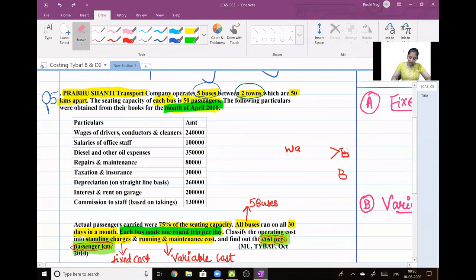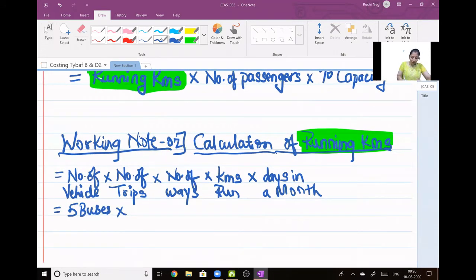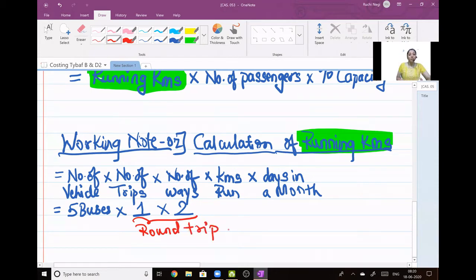What am I going to write now in the formula? Let us come to the formula. Number of trips: it is one round trip, into number of ways. I just showed you the calculation, two ways. And why is this calculation? Because of the round trip. If this were not a round trip, then the journey would be one way: one into one trip into one way. Am I clear? Since it's a round trip, it is 1 into 2.